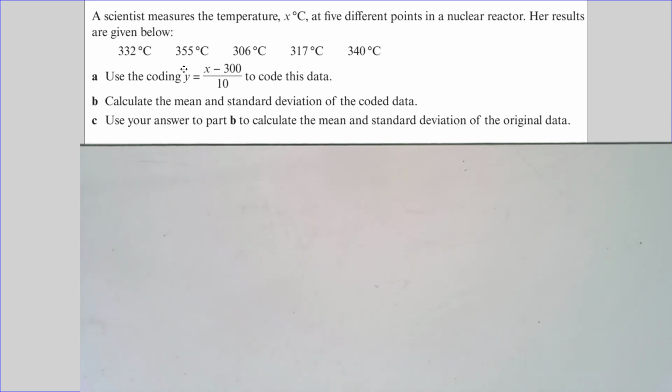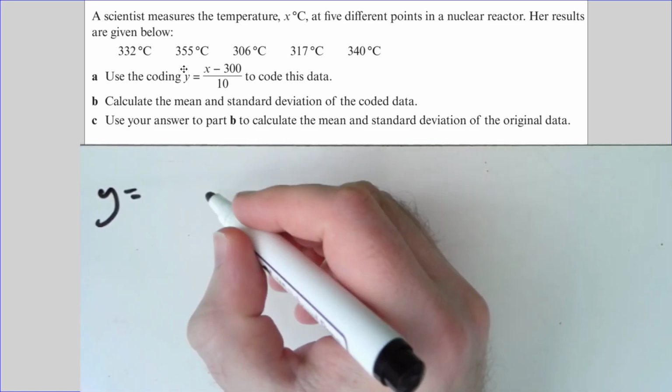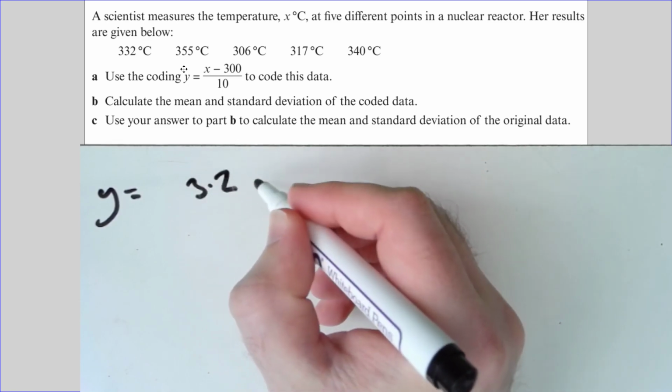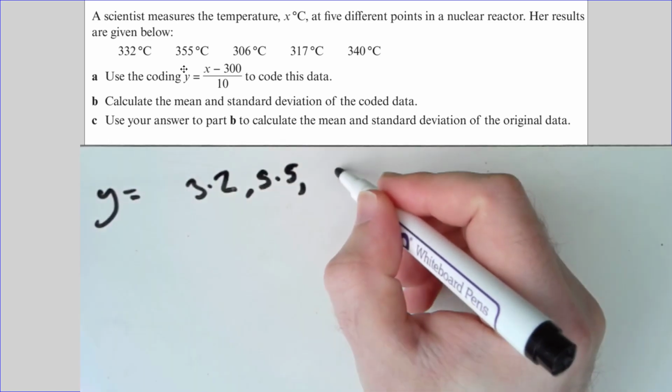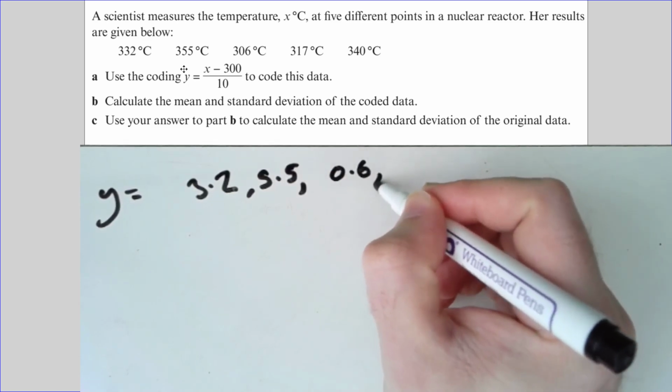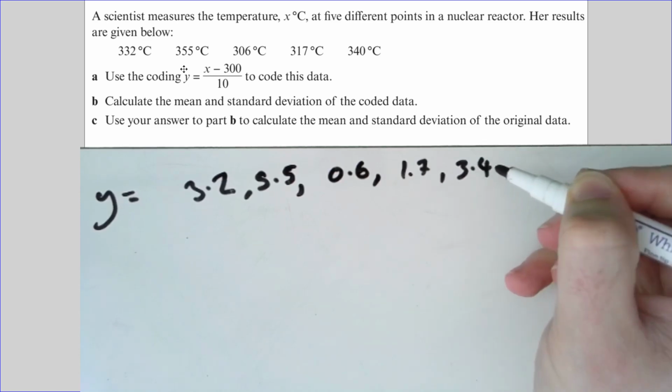So the first thing to do is to run through and work out what all the Y values are. So we're going to subtract 300, and we notice they all start with 300, and then we're going to divide it by 10. So our Y values are going to be 3.2, 5.5, 0.6, 1.7, and 3.4.